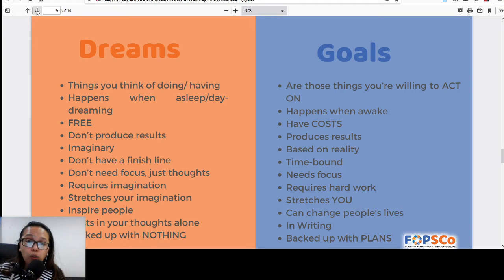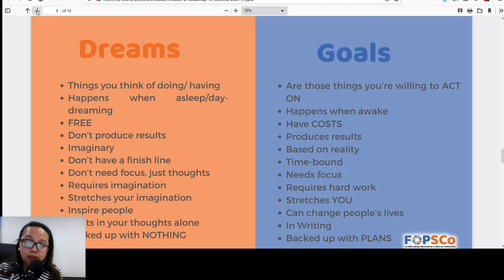But when we say goals, those are things you're willing to act on. So you write down the goals, and then you work for it. This happens when we're wide awake. These have costs. Unlike dreams, which do not produce results and which you don't have to invest in, goals have costs. It can even be a non-monetary cost. The cost could be your effort, how you will work to produce it. So time, treasure, and your talent.